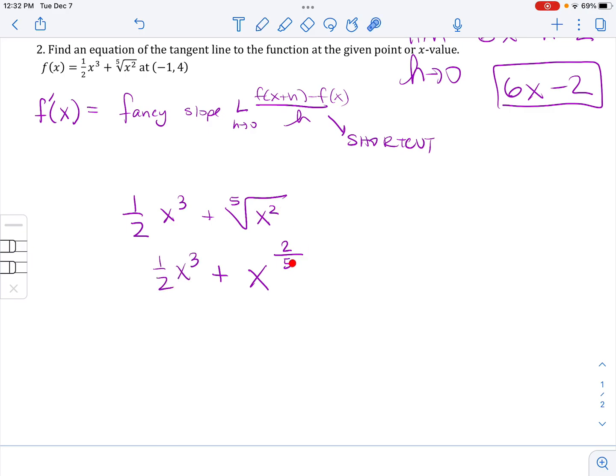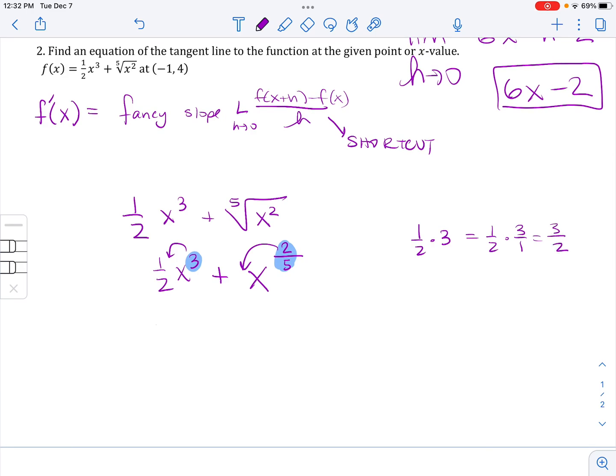And again, these are equivalent. So same but different, right? These are written in different ways, but they mean the same thing. And then I'm just going to apply my shortcut. So again, the shortcut is that we take these numbers that are the exponents and we multiply them by the coefficients in front. So 1/2 times 3 is the same thing as 1/2 times 3 over 1. Multiply the numerators, multiply the denominators, so 3/2 x, and then subtract 1 from this number, which is this.